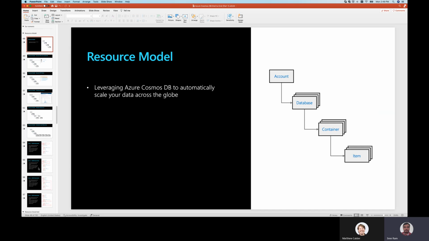So think of your relational world. In the relational world, you have a database server, which is synonymous to the account. Underneath the database server, you will have multiple schemas, which you can call databases. And underneath that, you have multiple tables. And within tables, you have multiple rows. So a container could be synonymous to the table, and an item could be synonymous to a row in the table.